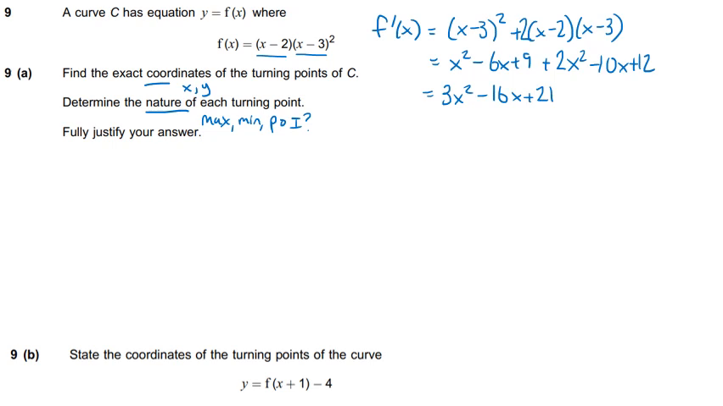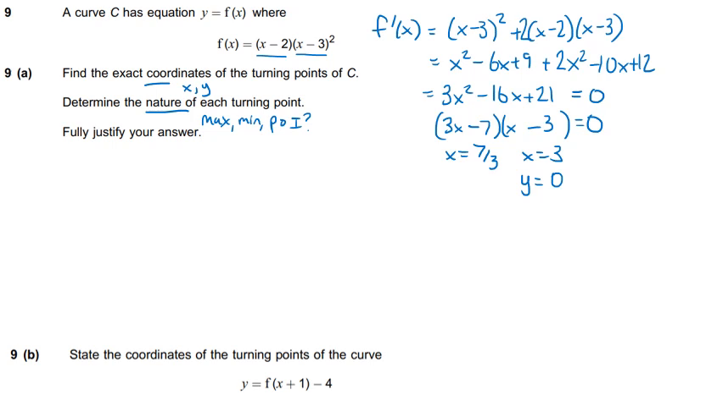And I know that at a turning point, this is equal to 0. So I just need to solve that quadratic. And it looks like it factorizes. So if I put 3x here and an x here, and then 21 is 7 times 3, or minus 7 times minus 3. So yeah, if I do it this way around, that works. So x is equal to 7/3, or x is equal to 3. For each of these, I need to find the y value. Now, the y value for the second one is easy, because if I put x equals 3 into the function, I just get 0.